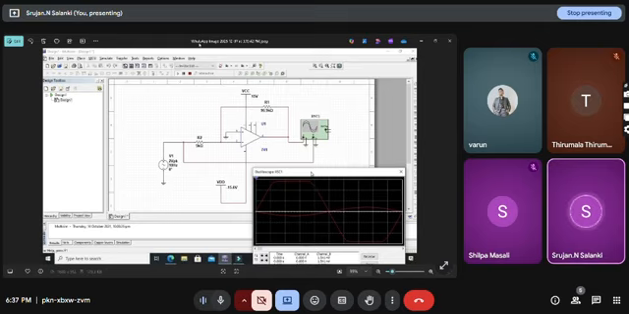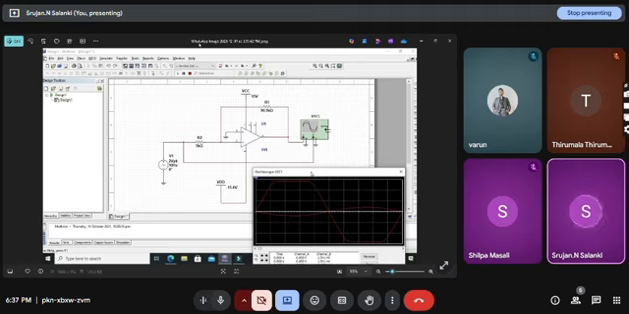In this circuit, the input signal is applied to the inverting terminal. The non-inverting terminal is connected to the ground. A resistor is connected between input and inverting terminal. Another resistor is connected between output and inverting terminal. The resistor provides negative feedback. Negative feedback improves stability and accuracy.